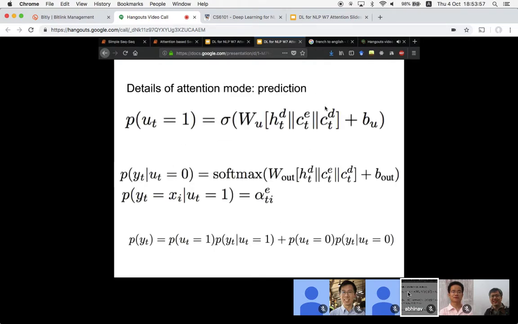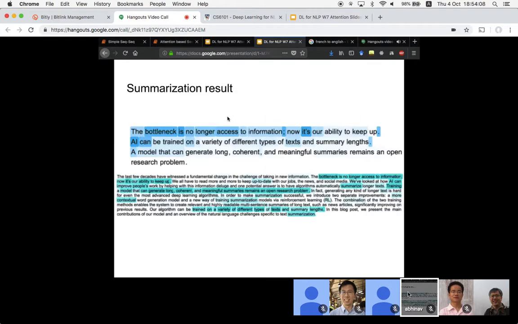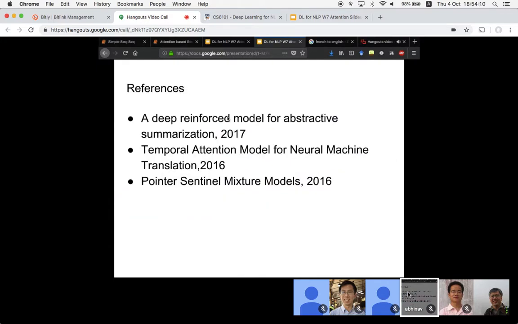And as you say, the last one is used as a sigmoid, so this is a kind of a switch. And then, this is some of the summarization results. Because of lack of time, at last I'll just give you the titles of the papers.